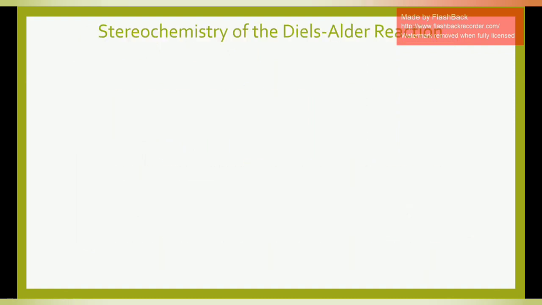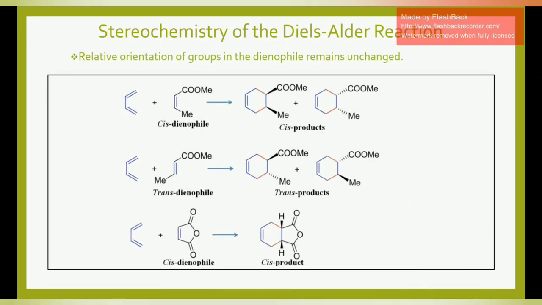Now we will learn the stereochemistry of the Diels-Alder reaction. The relative orientation of groups in the dienophile remains unchanged during the course of the Diels-Alder reaction. This means two groups which are cis in the dienophile will remain cis, while those which are trans remain trans in the Diels-Alder product. As you can see, in this first product, a cis dienophile reacts with a diene and the product is a cis product. And in the second one, a trans dienophile reacts with a diene and the product is a trans product.